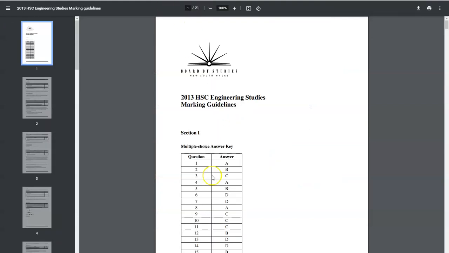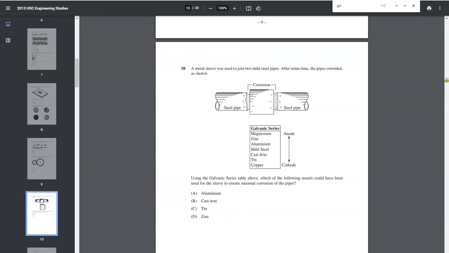So I do have the answer here. Question 18 is B. But in my opinion, we want to ensure minimum corrosion to the pipe, which means we want the thing that corrodes to be a more anodic sleeve, and we want the one that's closest, so we'd use aluminium. Because this question's so bad, I don't use it in any past papers. It was, like I said, hotly debated in ESNet.